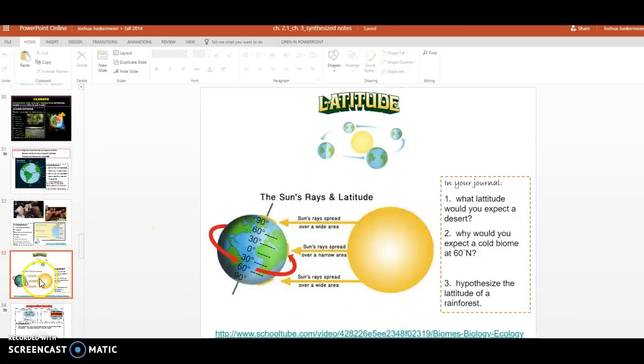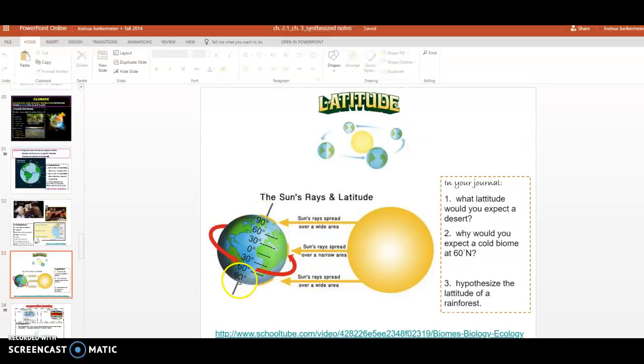All right, so if you haven't yet, write slide 33 in your notebook, and let's answer questions 1, 2, and 3. It says number 1, what latitude would you expect a desert? So which latitude here do you think gets hit by the sun most directly, most intensely?